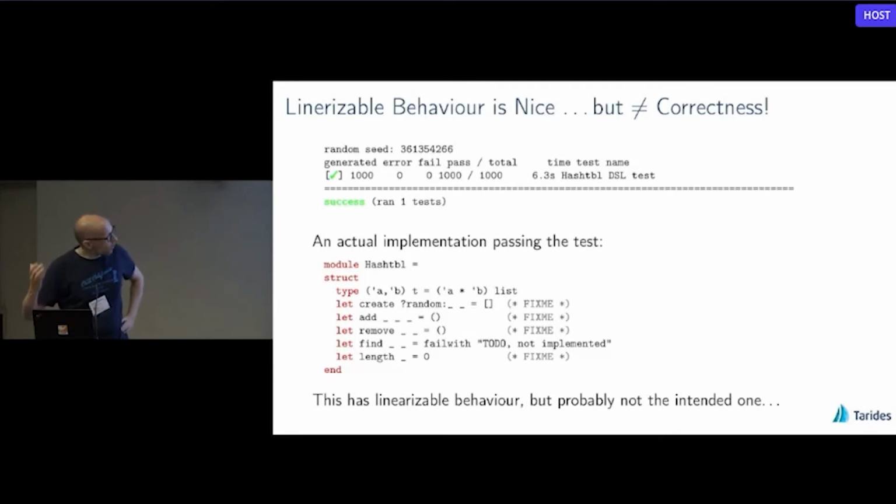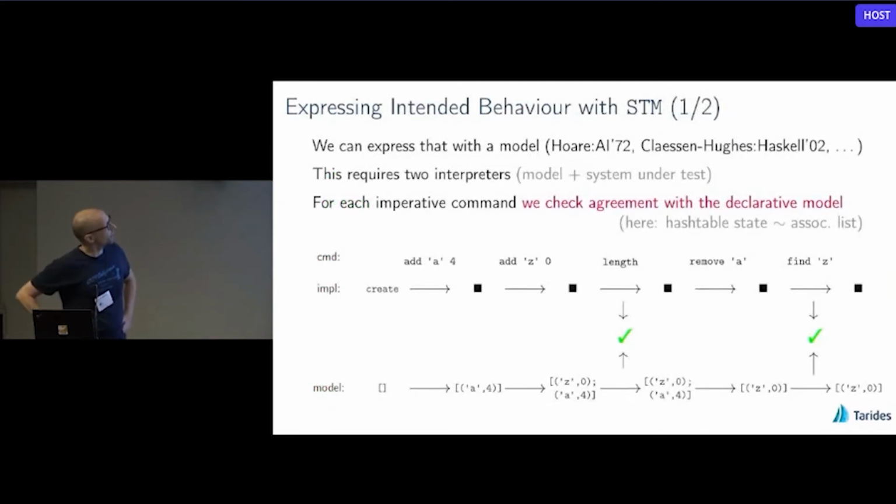All right. So how can we then test intended behavior, Jan? I hear you ask. Thank you for that question. So again, looking in the QuickCheck literature, there are good ideas there. And one is to use a sort of model-based testing.